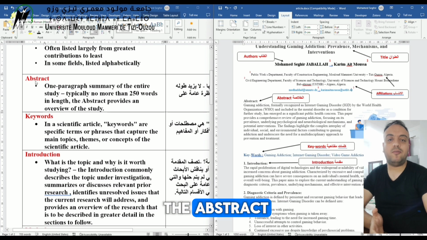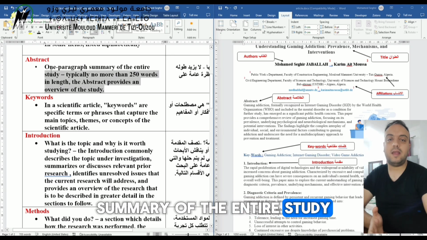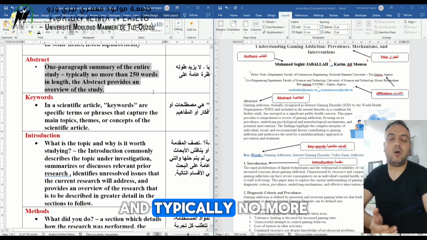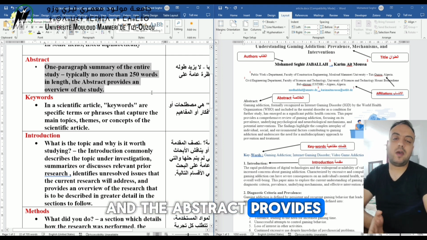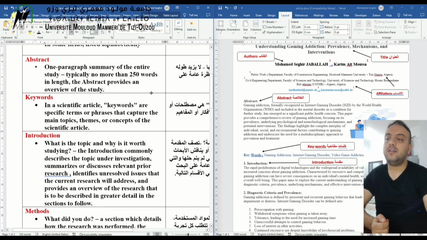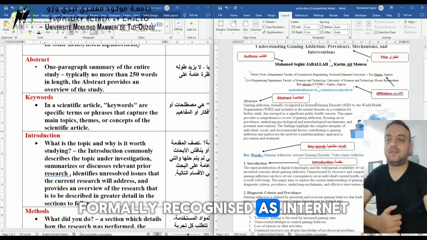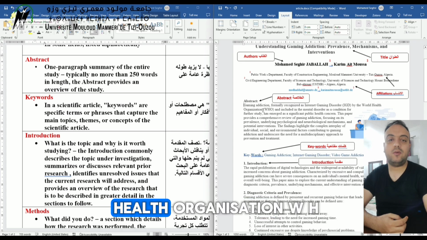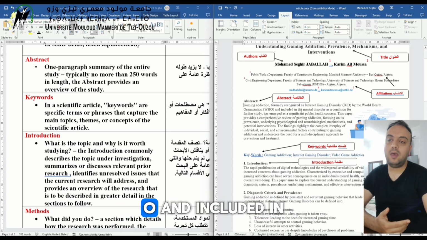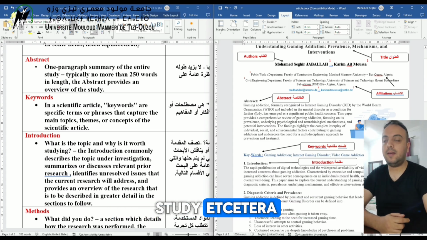After that, we have the abstract, which should be a one paragraph summary of the entire study, typically no more than 250 words in length, and it provides an overview of the study. In this case, we've written that gaming addiction is recognized as Internet Gaming Disorder, IGD, by the World Health Organization, WHO, and included as a mental disorder condition for further study, etc.